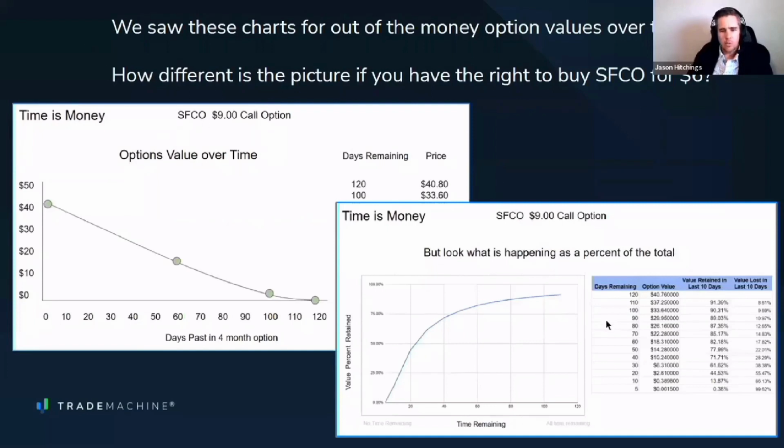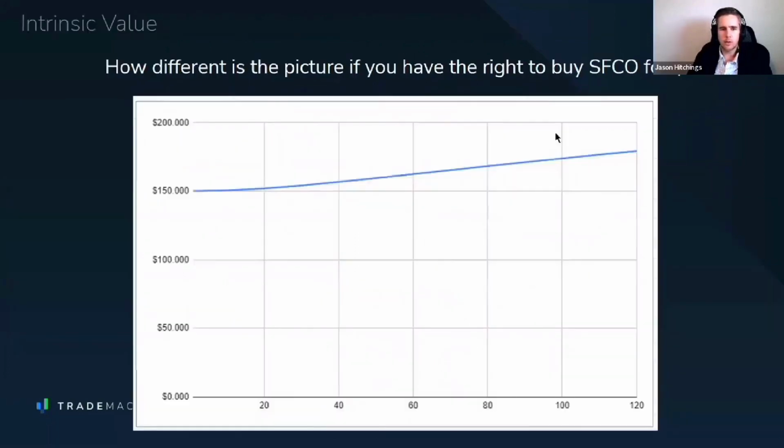Okay, so we saw before the way that when you're buying this at the money option, the value plummeted, just went towards zero very rapidly over time. So how does that picture look different if instead of having the right to buy something at more than it's worth, you have the right to buy it under its current value, where it has intrinsic value? So this is what that chart looks like if you plug it in for a 6-strike option for our theoretical company.